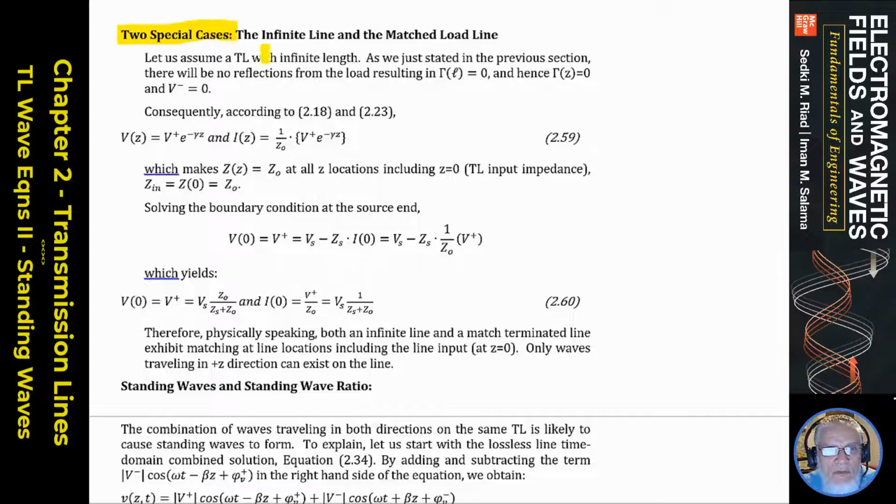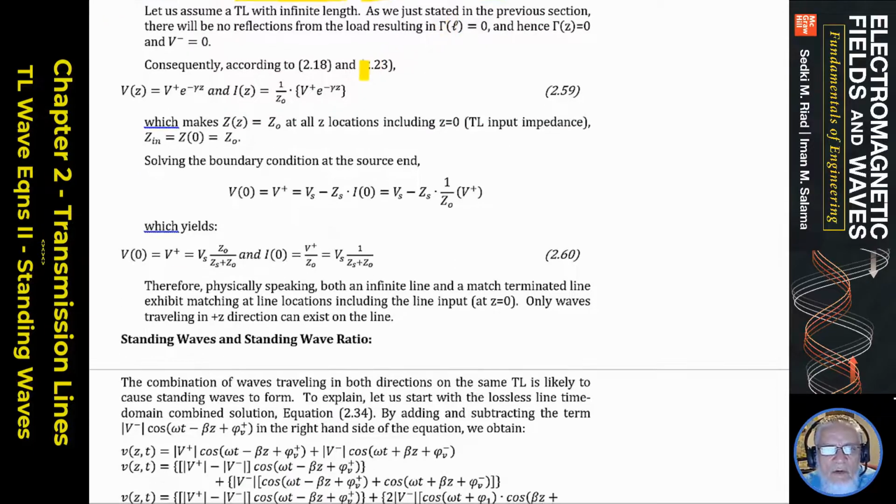Let's talk about special cases here. Two special cases are of very important interest: the infinite line extending to infinity, and the matched load line. Matched load means the load is equal to the characteristic impedance of the line. You recall we mentioned that with the matched load there is no reflection coefficient, no reflection on the line. Basically, you'll find out that the infinite line is the same thing, and these two special cases are somehow related to each other. For both cases, you will discover that the solution is in the form of V plus e to the minus gamma z, and the current is basically the same thing divided by Z naught.